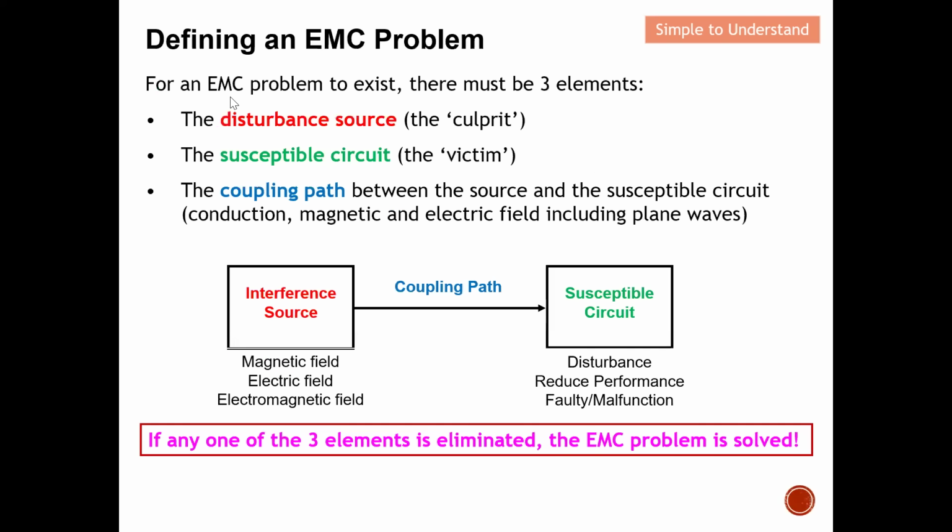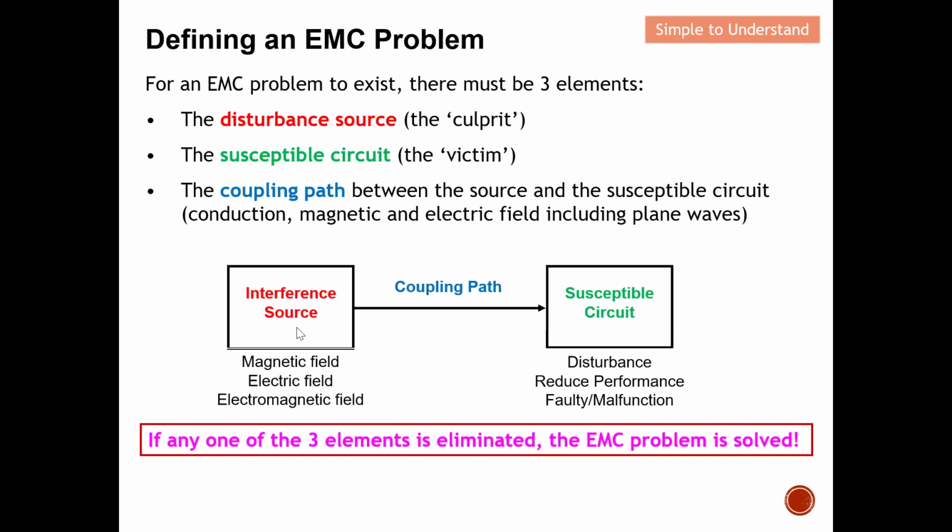For an EMC problem to exist, there must be three elements. In order to have an EMC issue, we must have these three elements. The first one is the disturbing source, which means the culprit, the one that generates the noise. The next one is the susceptible circuit, which means the victim. Last but not least, the coupling path is the path that links the source to the victim. The path can be conduction, magnetic or electric field coupling, and also maybe far field coupling.